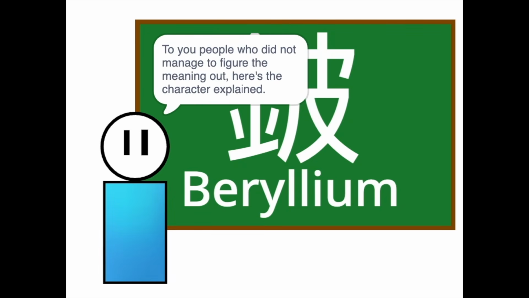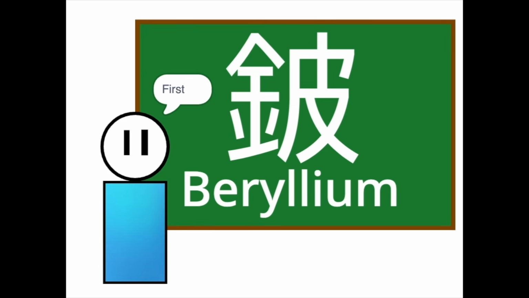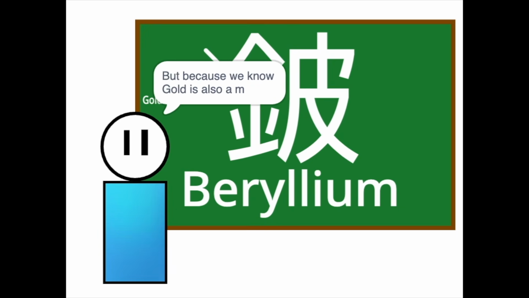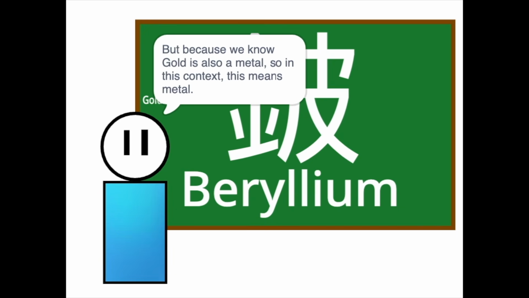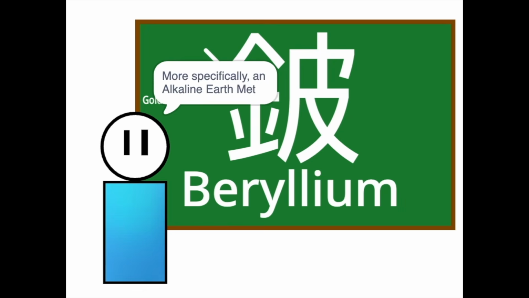To you people who did not manage to figure the meaning out, here's the character explained. First of all, this is the radical, gold. But because we know gold is also a metal, in this context, this means metal. More specifically, an alkaline earth metal.